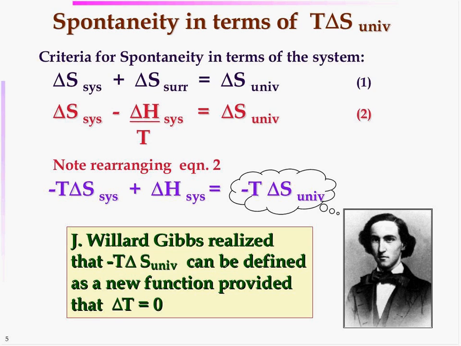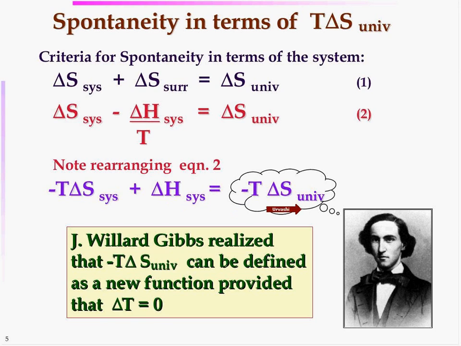Now rearranging the equation. This was the equation: delta S system minus delta H system upon T, which is delta S of universe. If we rearrange, that is, multiply the entire equation by T, and after multiplying by T we multiply it by a negative sign as well, what happens? This is multiplied by T and minus 1, so this becomes minus T delta S system, and the T cancels, so this quantity gets removed from here. This is multiplied by minus 1, so this becomes positive delta H system, and we have minus T delta S universe.